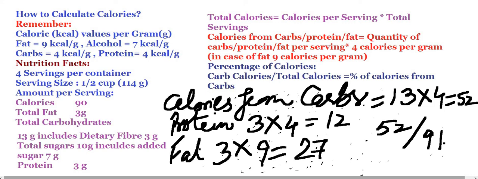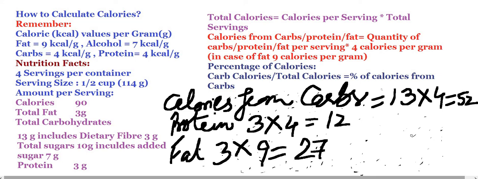So when I calculate it like this, 52 divided by 91, it comes to 57%. There are 57% calories from carbs. In a similar way, we can calculate the percentage of calories from protein as well as fat.